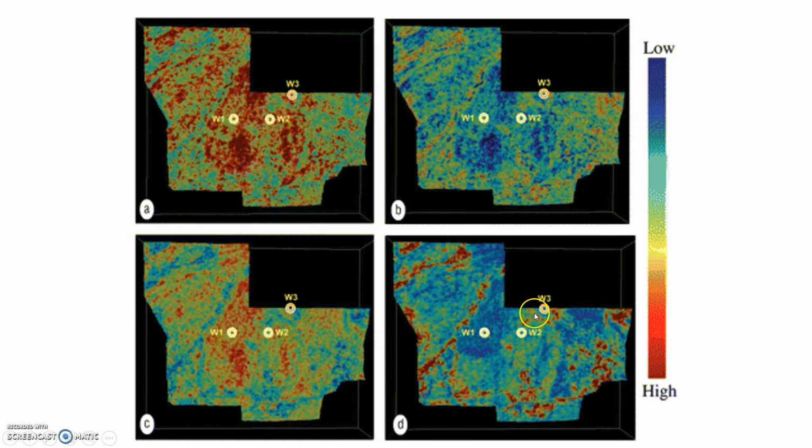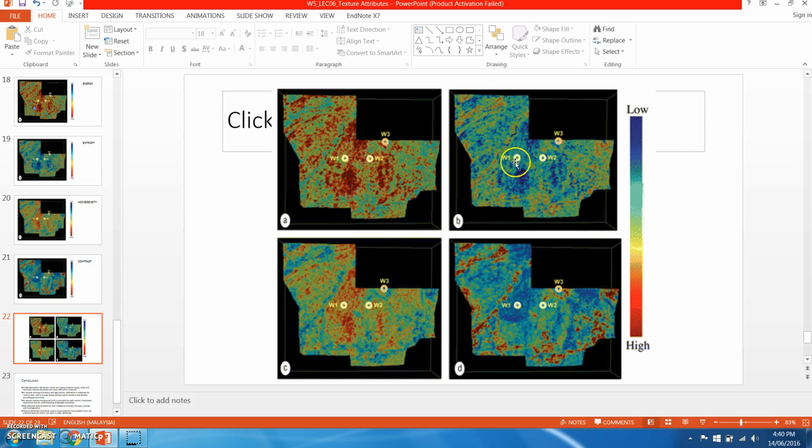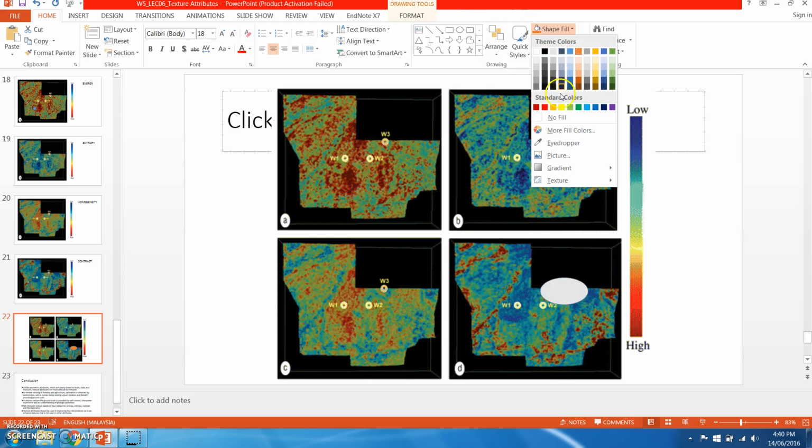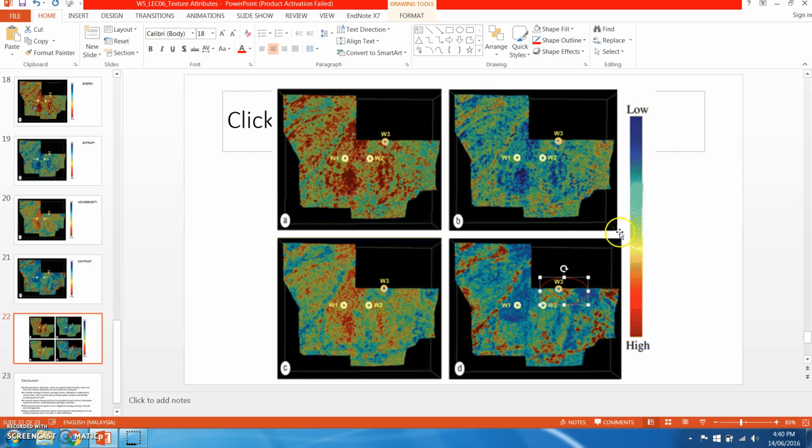If you can see this area as I highlighted here, this area is showing ring-like features, and these ring-like features are surrounding well 3. We can annotate that the ring-like features are having high contrast compared to the location of well 3 itself. This feature is more focused and indicative of discontinuity around well 3.